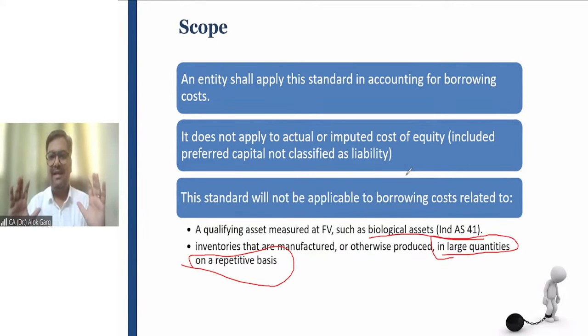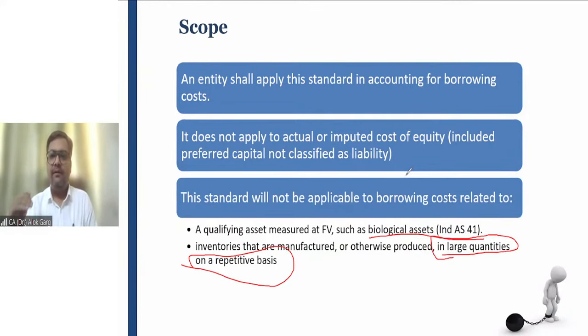So in this slide, we talked about three things. Number one, this standard is applicable in accounting for borrowing cost. Which borrowing cost? Those borrowing costs which cannot be charged to the P&L, those which can be capitalized as a part of the cost of the qualifying asset. What is the qualifying asset? We'll discuss. Second, the cost of borrowing includes only cost of debt. It does not include cost of equity.